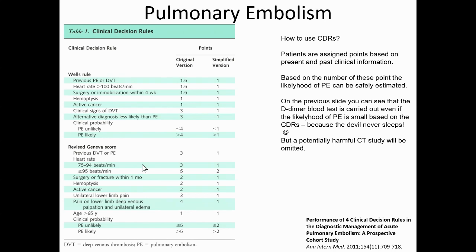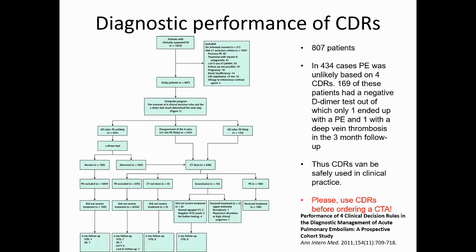Here is a clinical decision rule that I talked about. So here are some of the questions that the ER doctors should ask. Has the patient had a previous PE? Is the heart rate above 100? Does he or she have active cancer? Are there signs of deep venous thrombosis? And so you add up these numbers, and if the number comes up to be higher than 4, then PE is likely, and you can send the patient over to CT.